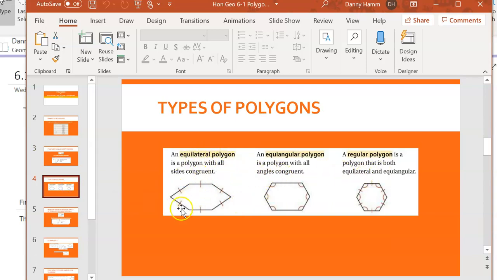Some other things we need to look at: equilateral lets us know that all sides have the same length. Equiangular polygon lets us know that all angles have the same measure, and a regular polygon lets us know that it has both of these, so equal length in sides and equal measure of angles.